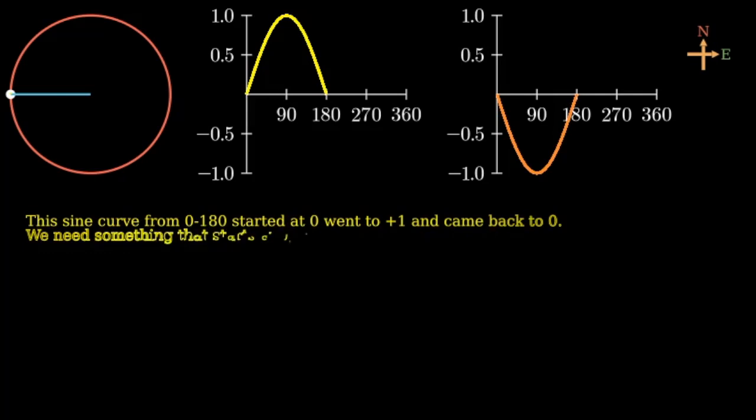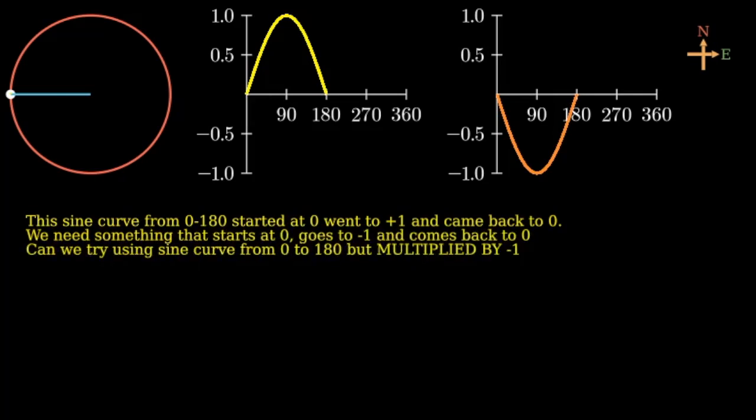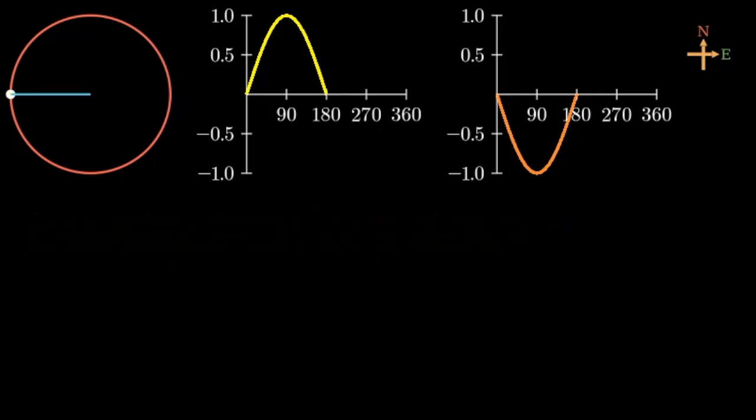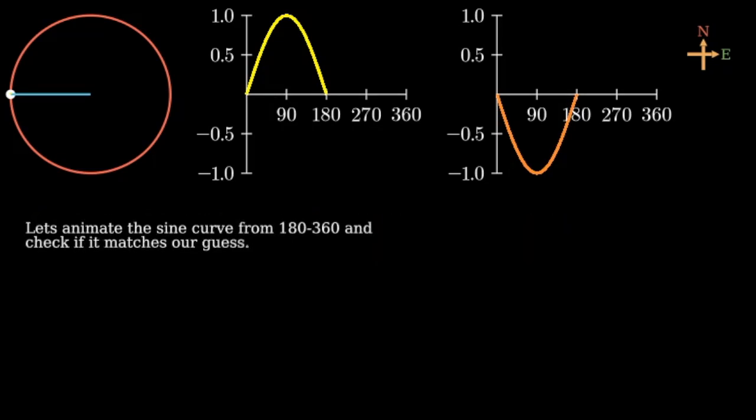The sine curve from 0 to 180 started at 0, went to +1 and came back to 0. We need something that starts at 0, goes to -1 and comes back to 0. Can we try using the sine curve from 0 to 180 but multiplied by -1? Let's animate and check.